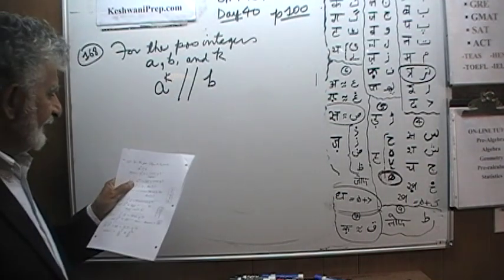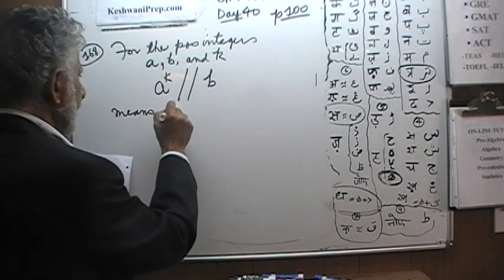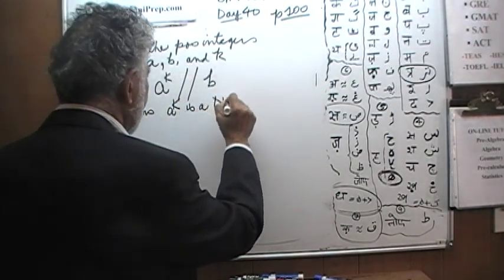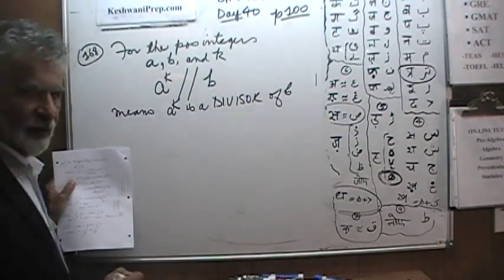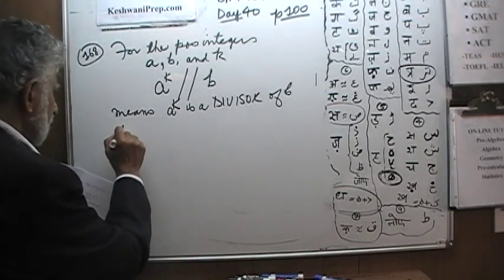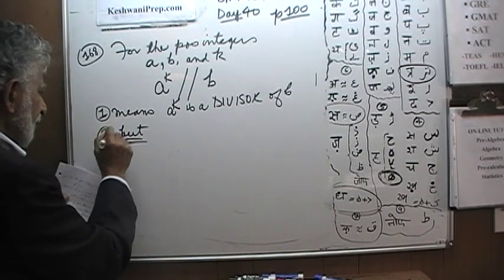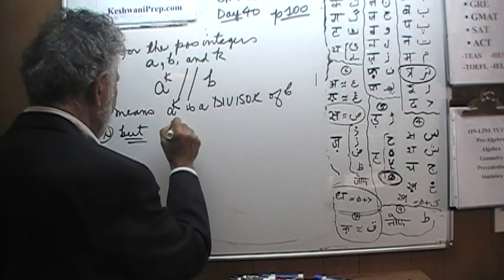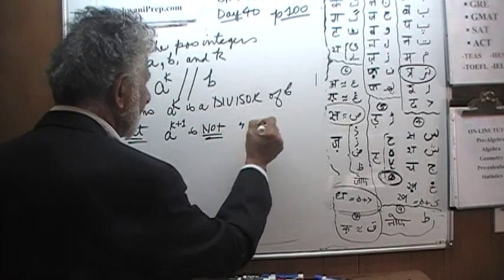They tell us that if we see this symbol, it means that a raised to k is a divisor of b. That's the first condition. But here's the second condition. That's what this means. But we are further told that a raised to k plus 1 is not a divisor of b.